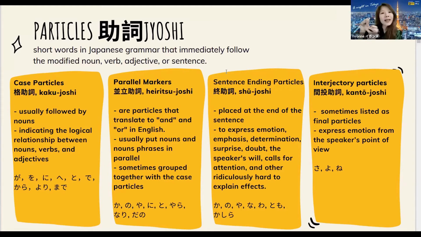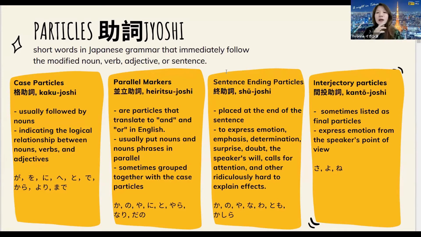The third one is sentence ending particle, meaning the particle is always at the end of the sentence. It is placed at the end of the sentence to express emotion, emphasis, determination, surprise, doubts. The speakers will call for attention and other hard to explain effects. Yeah, like ne, yo, kana, so ne, that kind of thing. So it's kano, ya, na, wa, tomo, kashira. So all these are put at the back of the sentence.